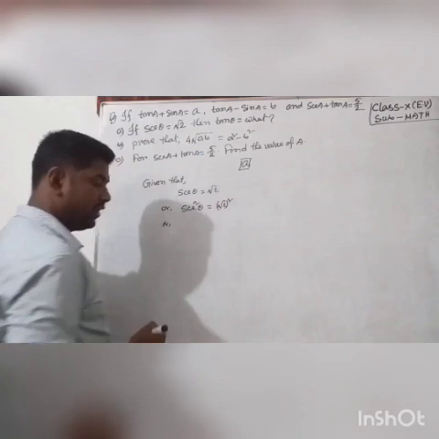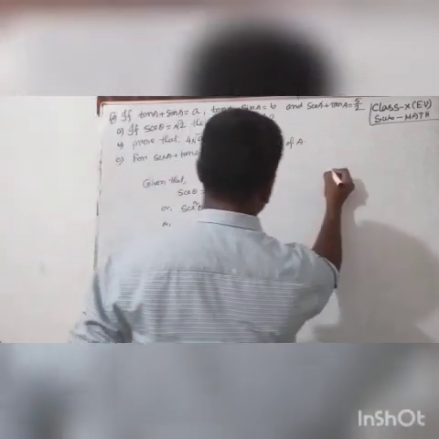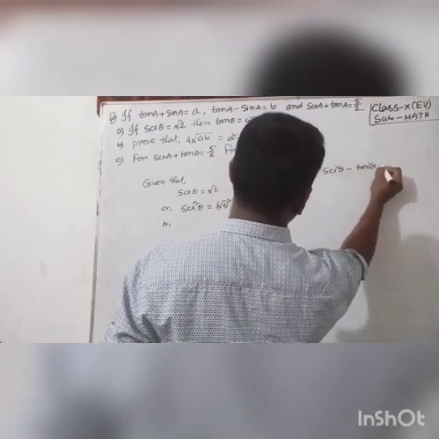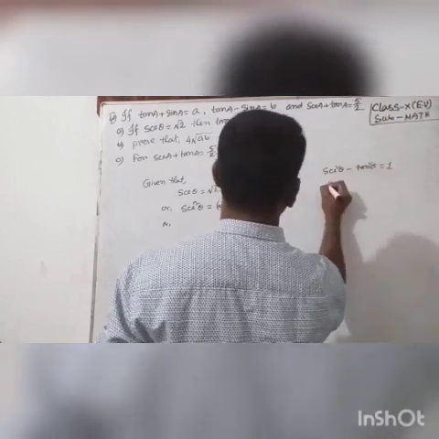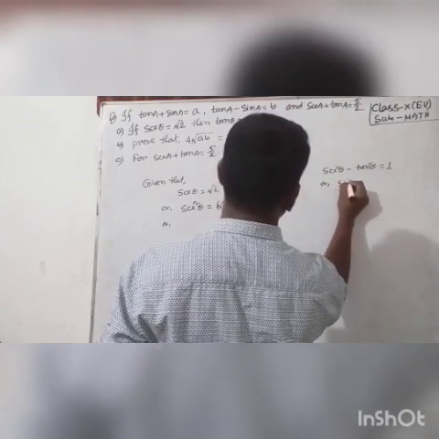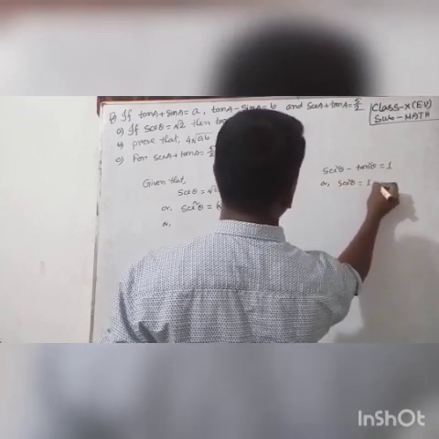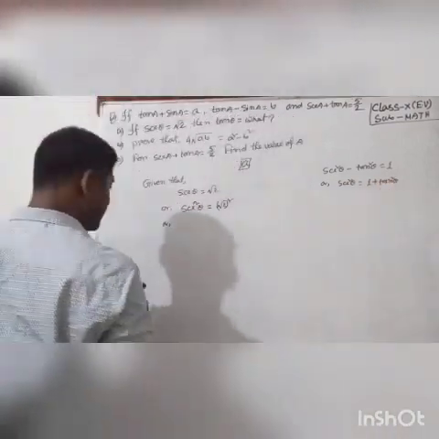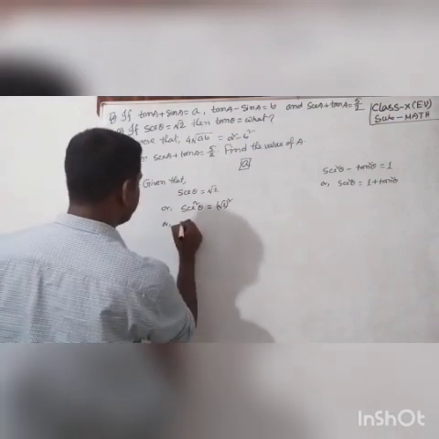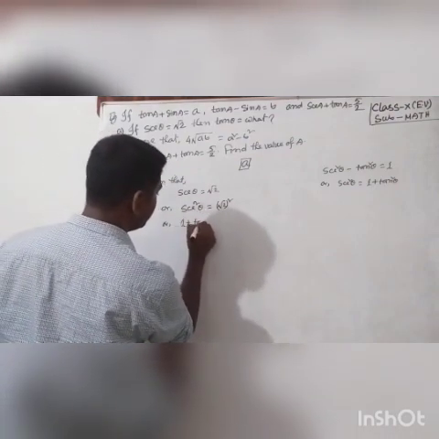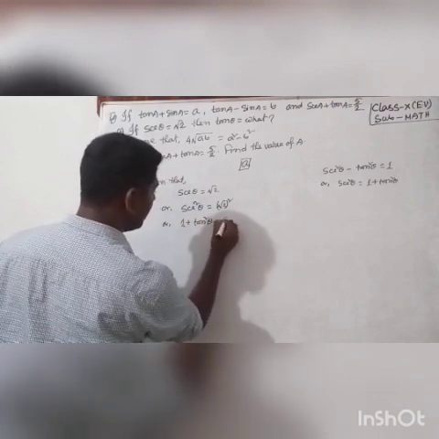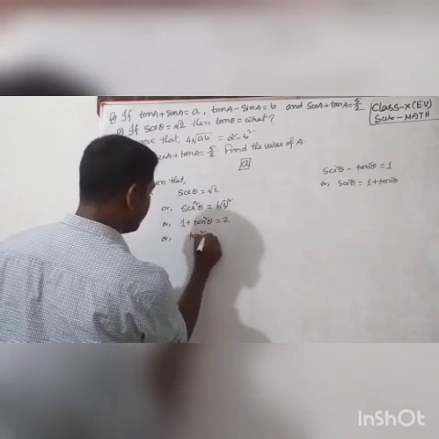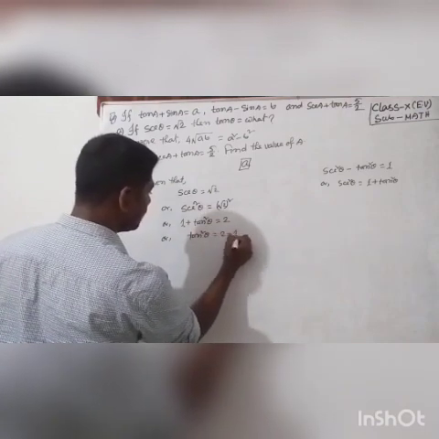We know the formula sec square theta minus tan square theta equals 1. So we can write sec square theta equals 1 plus tan square theta. We can write 1 plus tan square theta equals 2, or tan square theta equals 2 minus 1.